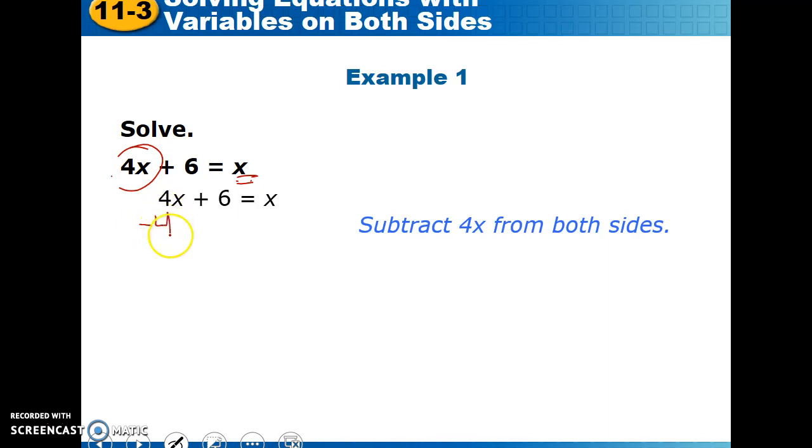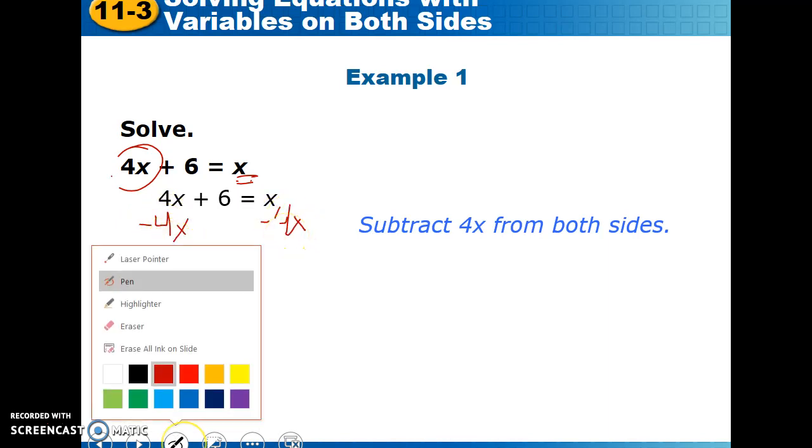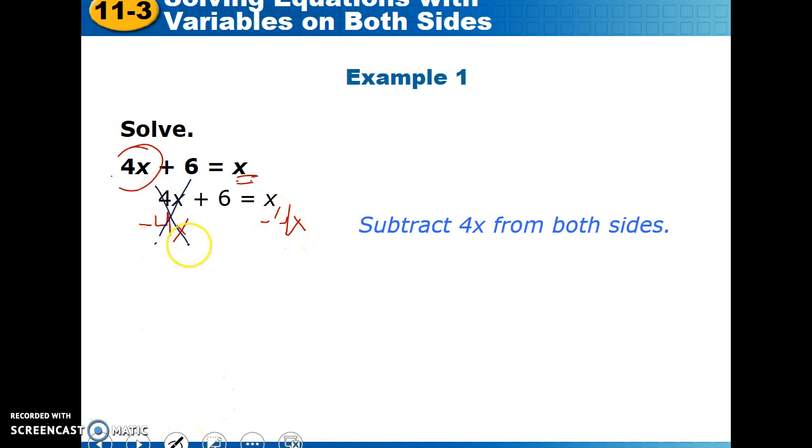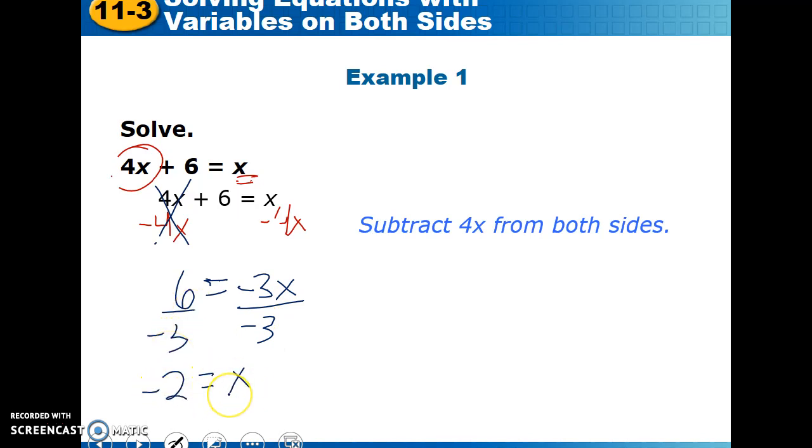So we're going to do minus 4x and minus 4x. So this over here goes away. That becomes 0. We're left with 6 equaling... Now we have x minus 4x. Well, that's 1x minus 4, so that would be negative 3x. Then you just solve like normal. Opposite of multiplying by negative 3, divide by negative 3. Divide by negative 3. You're left with negative 2 equals x.